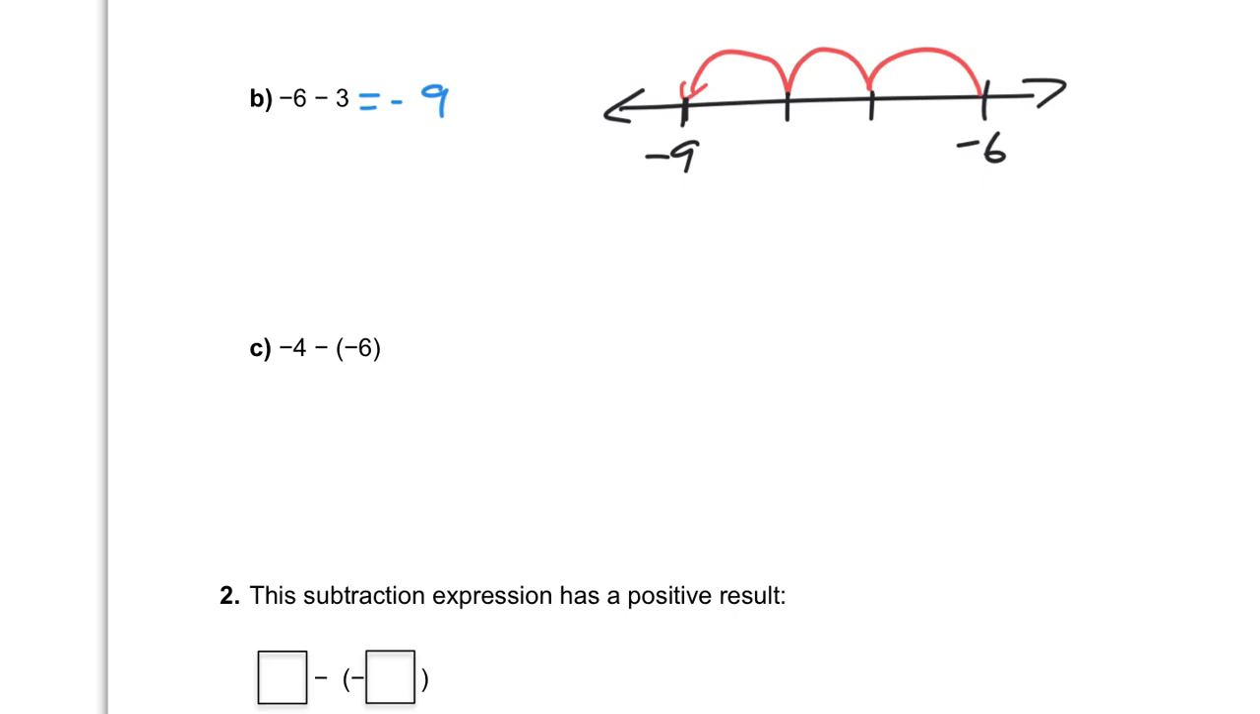Then for number 1, letter C, we start with 4 negative counters, and we have to take away 6 negative counters. So we need to add a couple more negative counters to make sure that we can take away 6, and then we take away those 6 negative counters, and we end up with 2 positive counters.